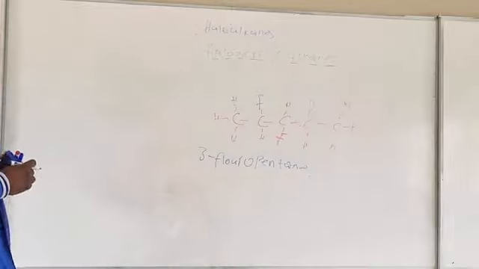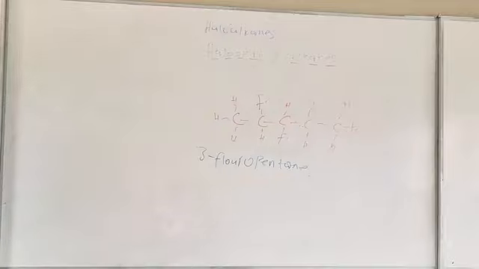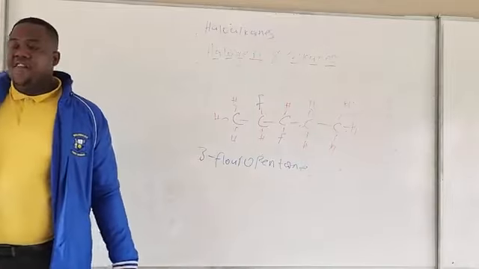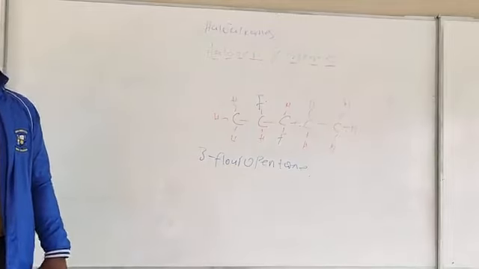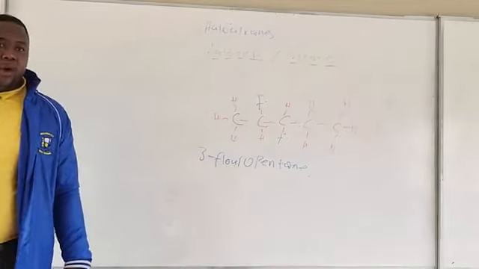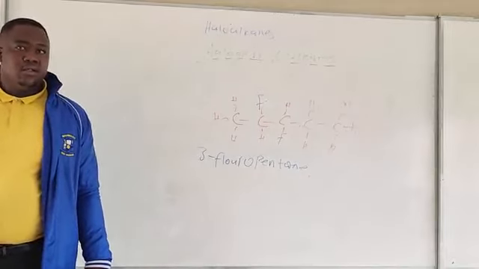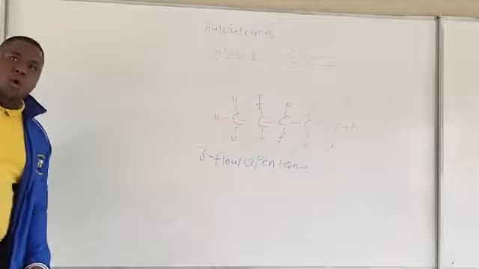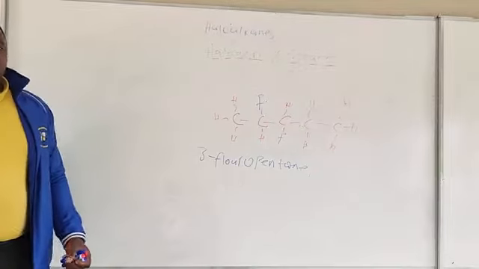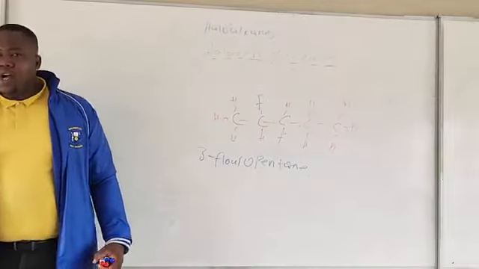I added another F. Can you see? I've got 2 fluorides. Listen, when we have chloride, we call it chloro. When we have fluoride, we call it fluoro. When we have iodine, we call it iodo. When you have bromine, you call it bromo. You just call it "o", all of them. You understand? Chloro, fluoro, iodo, bromo.